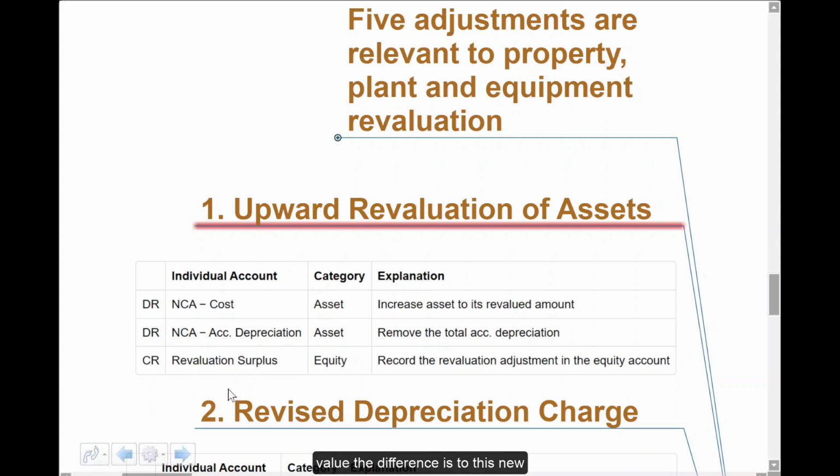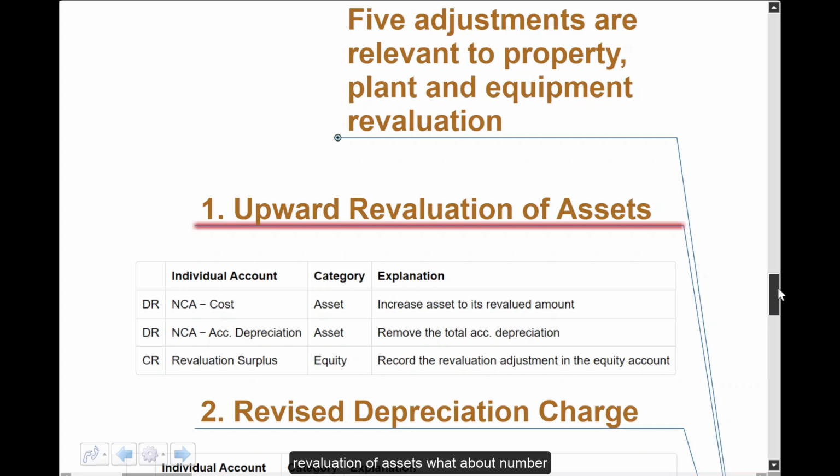The difference is to this new account, and we haven't seen this before, the revaluation surplus. So this is an equity account. This is an account that sits at the bottom of our balance sheet or statement of financial position and really records any sort of credits in effect for revalued items. So this is to record the revaluation adjustment in the equity account for this asset, net of any accumulated depreciation. Okay? So we've created this new revaluation surplus account. So this was number one, upward revaluation of assets.